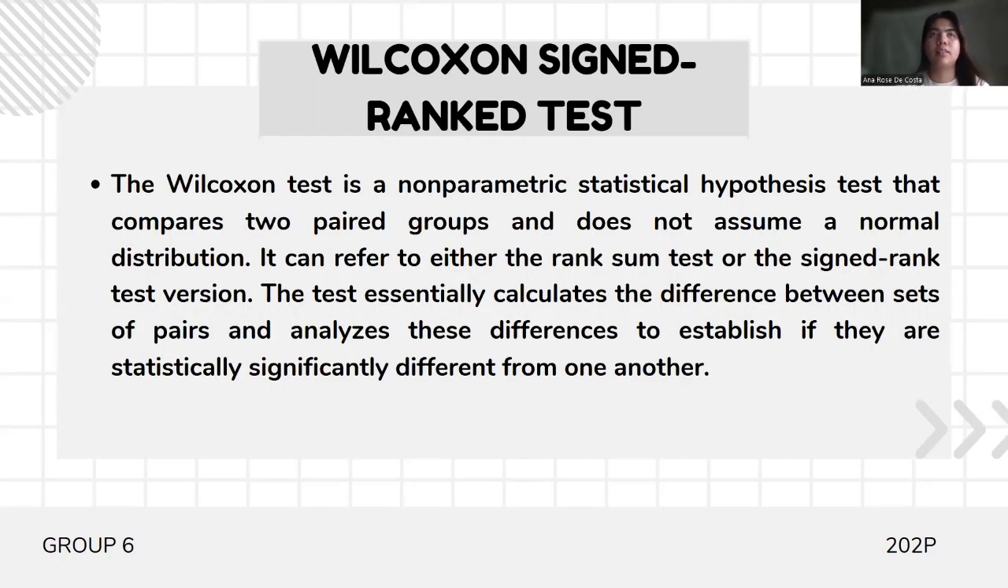Wilcoxon signed rank test. The Wilcoxon test is a non-parametric statistical hypothesis test that compares two paired groups and does not assume a normal distribution. It can refer to either the rank sum test or the signed rank test version. The test essentially calculates the difference between sets of pairs and analyzes these differences to establish if they are statistically significantly different from one another.